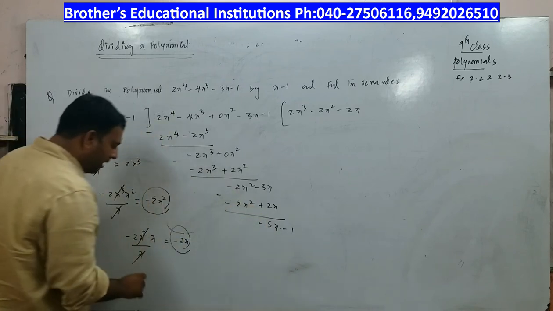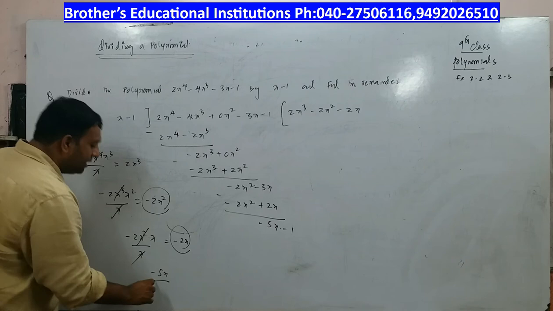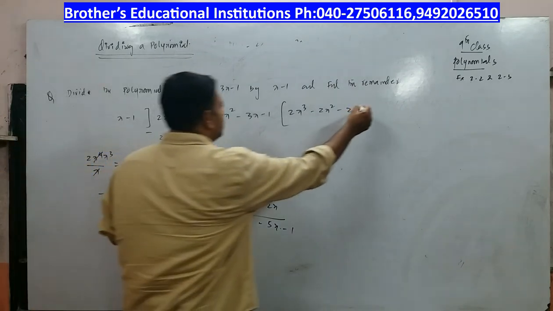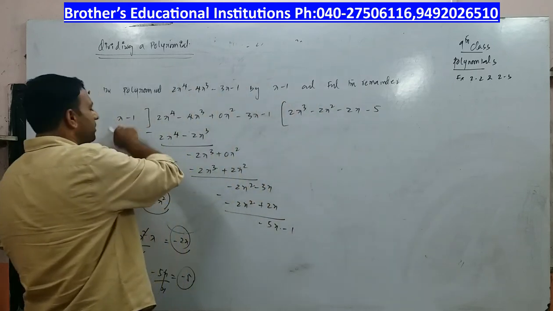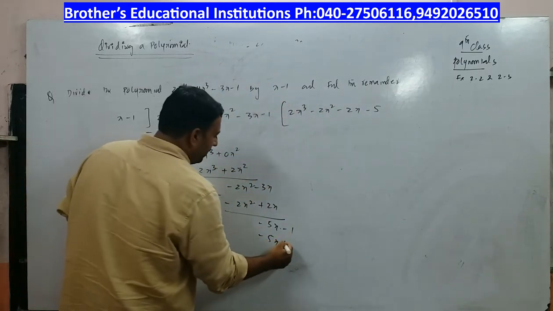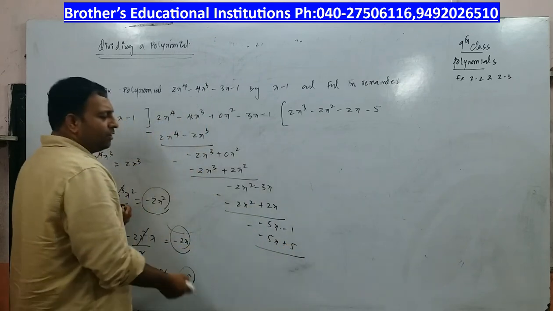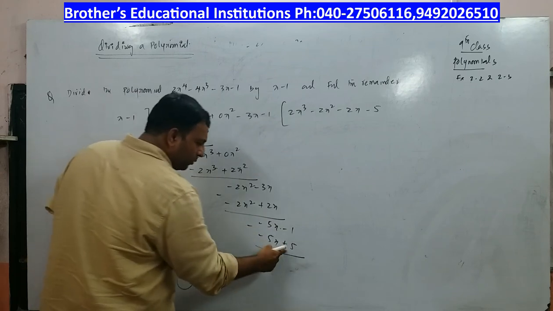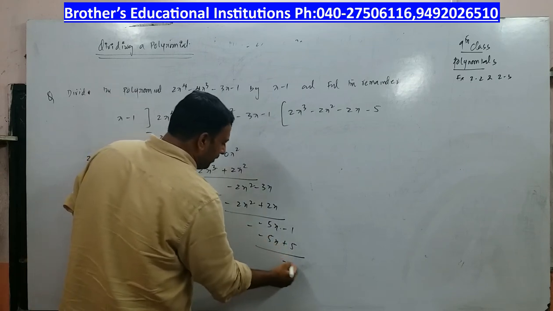So what is that here? Minus 5x divided by x. X cancel. Left over is minus 5. So I'll write this minus 5 here. Minus 5 into x will be minus 5x. Minus 5 into minus 1 will be plus 5. I subtract. When I subtract, minus 5x, minus 5x cancel. Minus 1, minus into plus, minus. So minus 1 minus 5 will be minus 6.